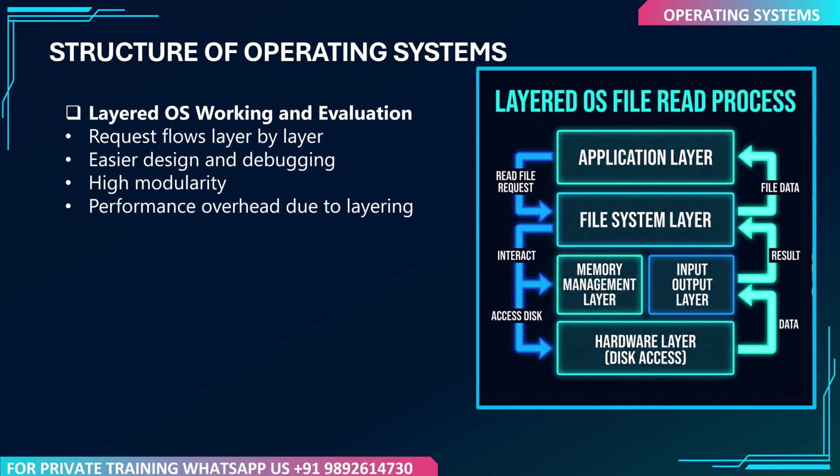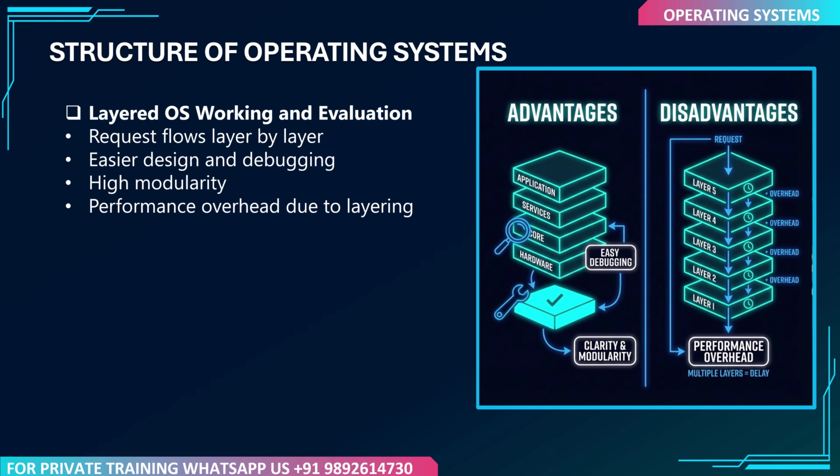An example helps here. Suppose an application wants to read a file. The request goes from the application layer to the file system layer. The file system layer then interacts with the memory management layer and the input-output layer. Finally, the hardware layer accesses the disk. Each layer does its job and passes the result upward.